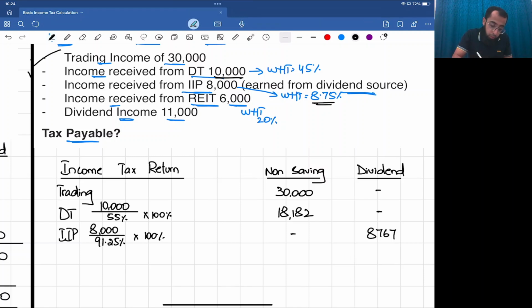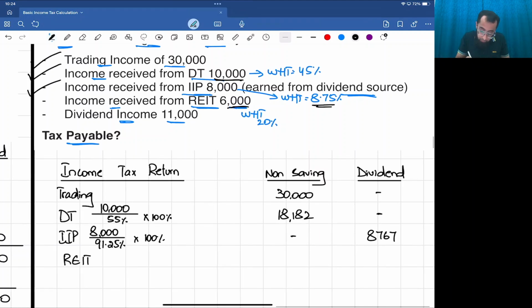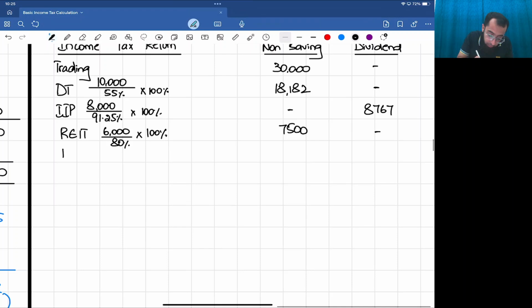So trading income, discretionary trust, IIP. Then comes the real estate investment trust. It's 6,000 divided by 80% multiplied by 100%. So that gives you 7,500 real estate investment trust. And then the last one is the dividend income, a normal dividend, 11,000.